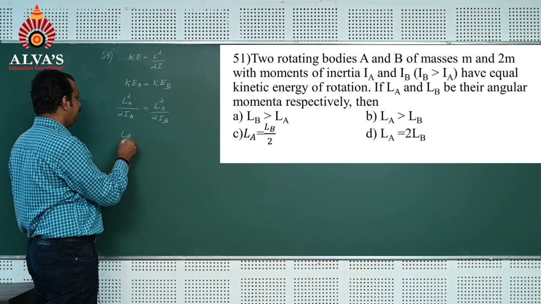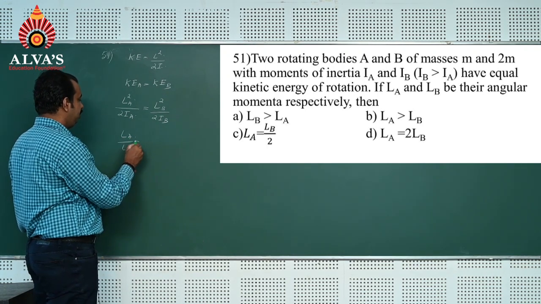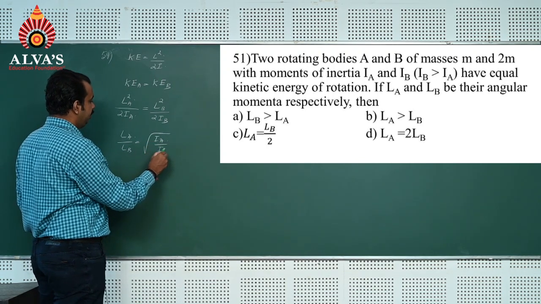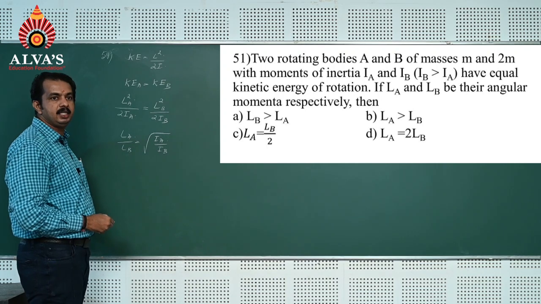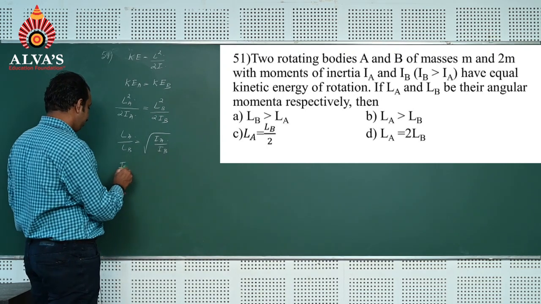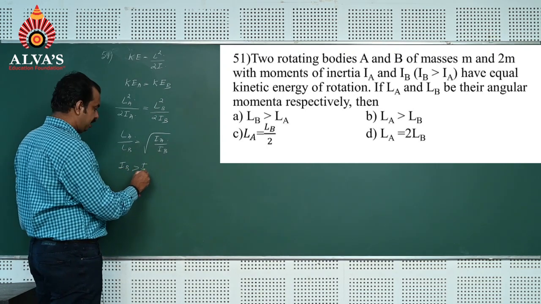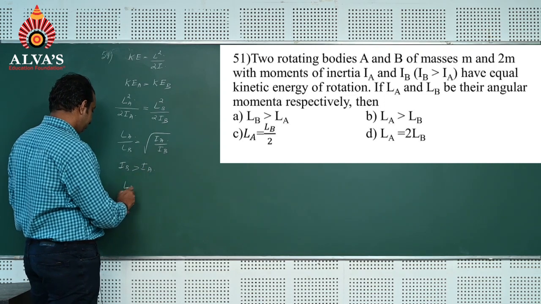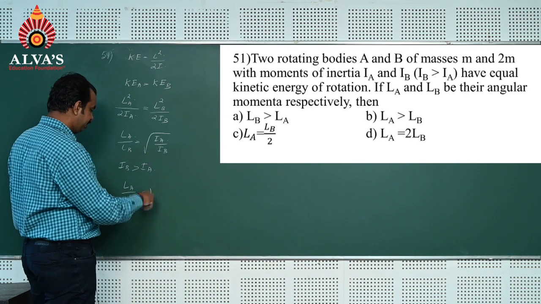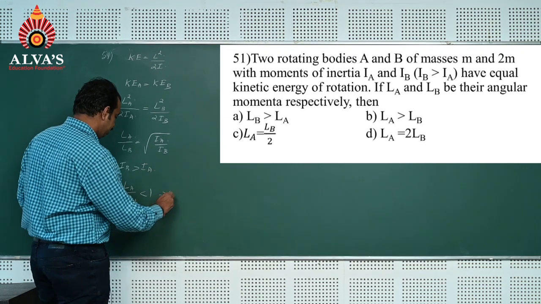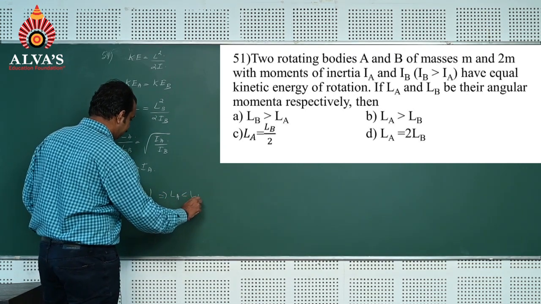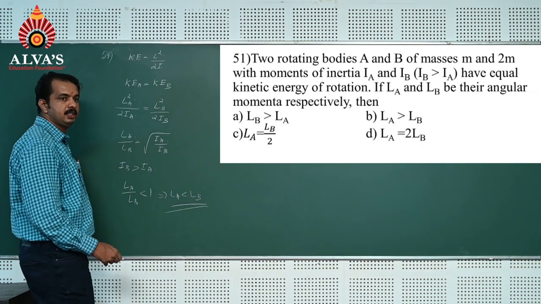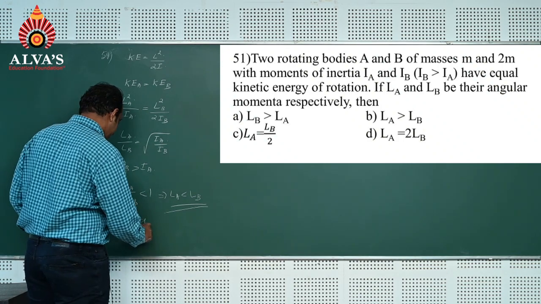It is LA divided by LB is equal to root of IA divided by IB. As given in the problem, IB is greater than IA. Since IB is greater than IA, LA by LB is lesser than 1, that implies LA is lesser than LB. LA is lesser than LB is the option. That is, option A is the correct answer.